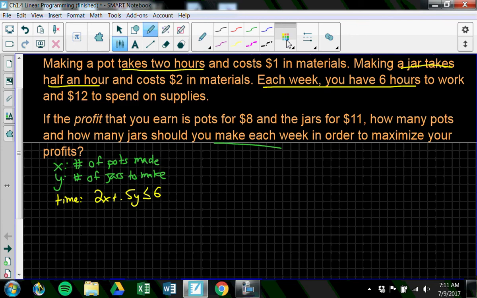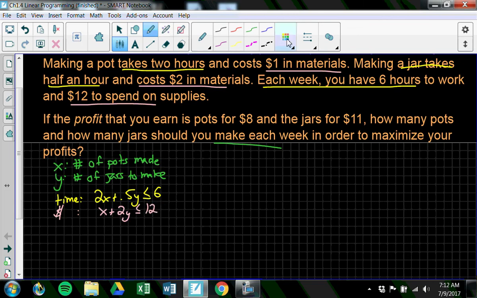The other thing that we're going to deal with is money, materials. It costs $1 to make a pot, $2 to make a jar, and altogether we have $12 put together. Sorry, I missed one here. $1 to make a pot, $2 to make a jar, and $12 total. So in terms of our materials, money for materials, we have x plus 2y has to be less than or equal to 12.